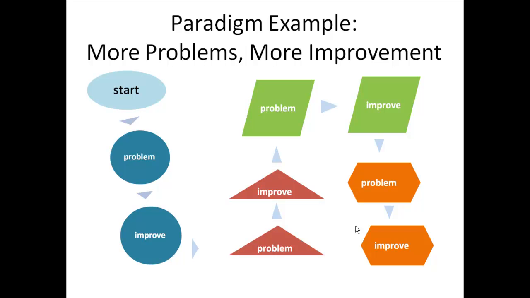So let's say we have a blue circle problem. What we need to do is we need to size a piece of improvement that matches that problem. So whatever the problem is, let's drive improvement that's sized in scope to that problem. Again, we go on. We'll find another problem. Again, our improvement needs to be scoped out and matching the size of the problem.